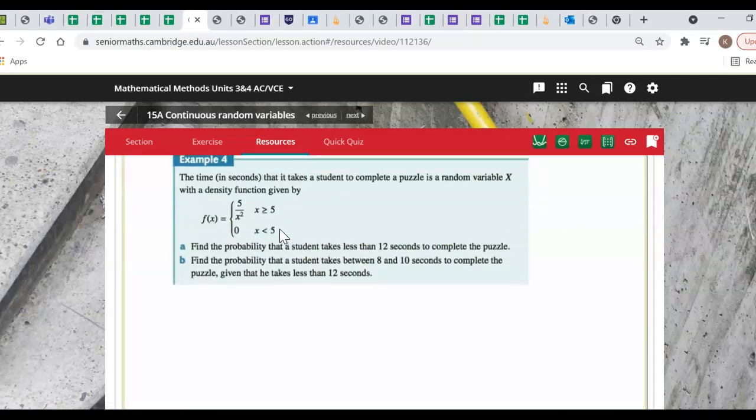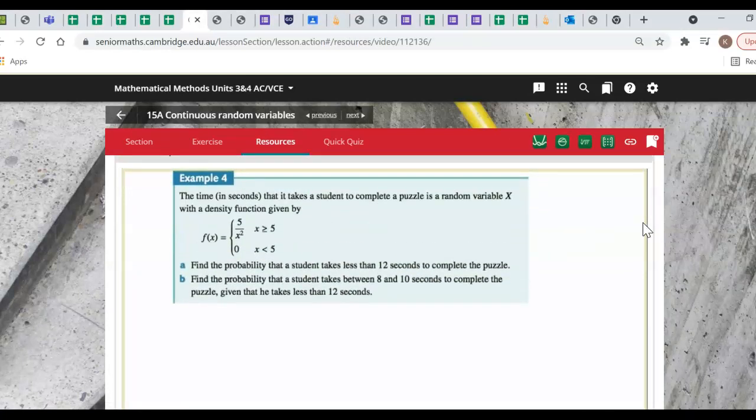In this particular problem, we are told that the time that a student takes to complete a given puzzle is a random variable that follows the density function given by this rule here. So to find the probability that a student takes less than 12 seconds, what we're really wanting to do is find the integral of this function between the lowest x value and 12. Now the lowest x value that we have in this function is 5, which means that all students are taking at least 5 seconds to complete the puzzle.